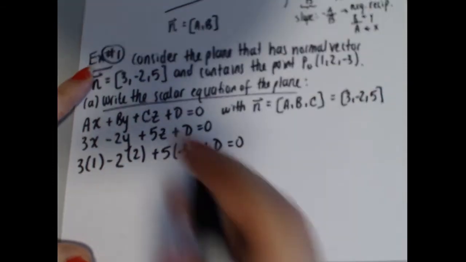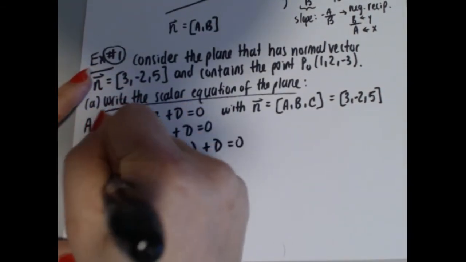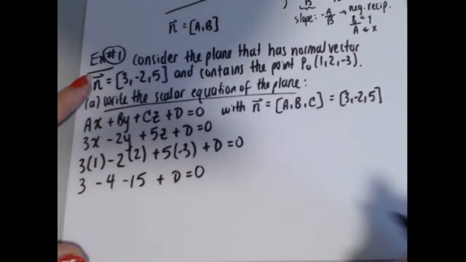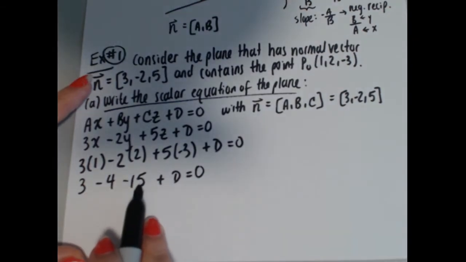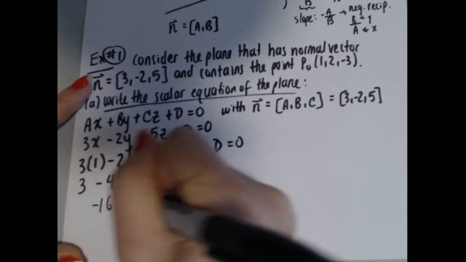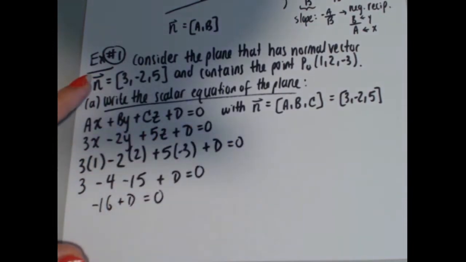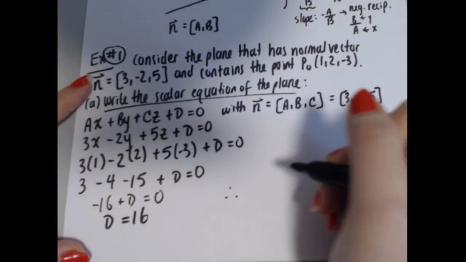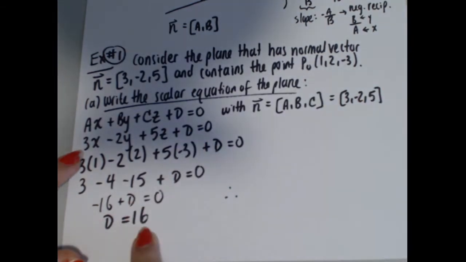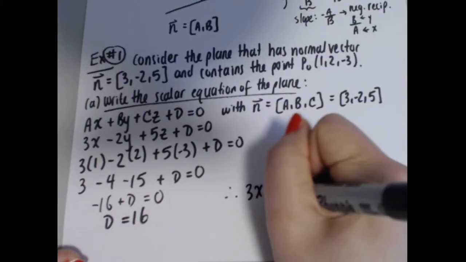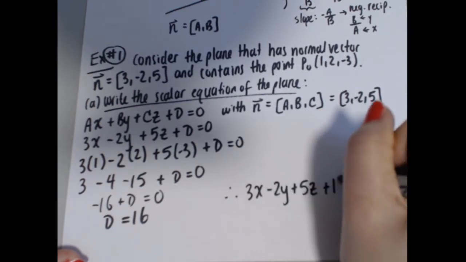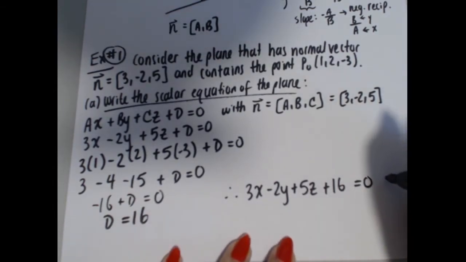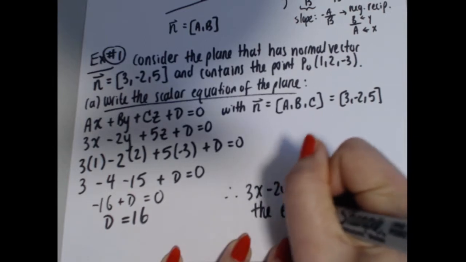Okay. So 3 times 1, that's 3. 2 times 2, that's 4. So 3 minus 4, and then minus 15 plus d is equal to 0. Okay, so 3 minus 4 is negative 1. Minus 15, that's negative 16. So negative 16 plus d is equal to 0. Rearranging that for d, you're going to get d is equal to 16. Okay, so therefore, the equation of the plane is this with d is equal to 16. So 3x minus 2y plus 5z plus 16 equals 0. You have to have that equal sign there. Excuse me. Is the equation of the plane.